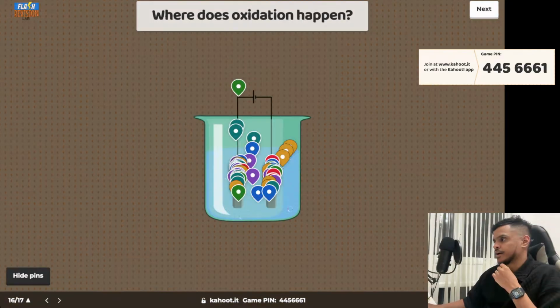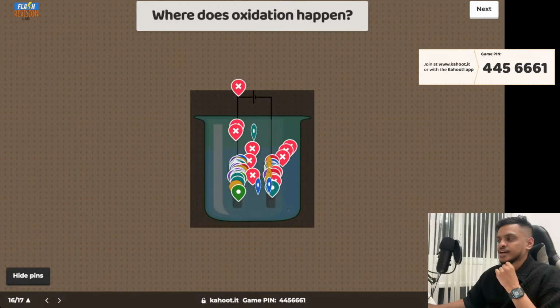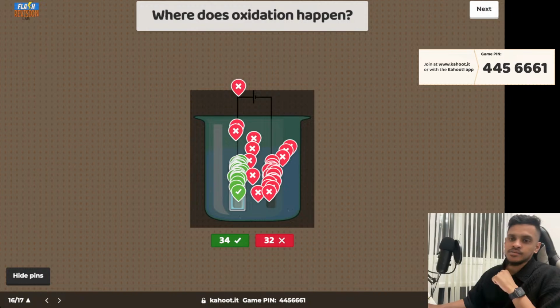Nice, a lot of you got that right. Oxidation happens at the anode. Oxidation at the anode, so that's the positive one. So you get to move your pin to the positive electrode.